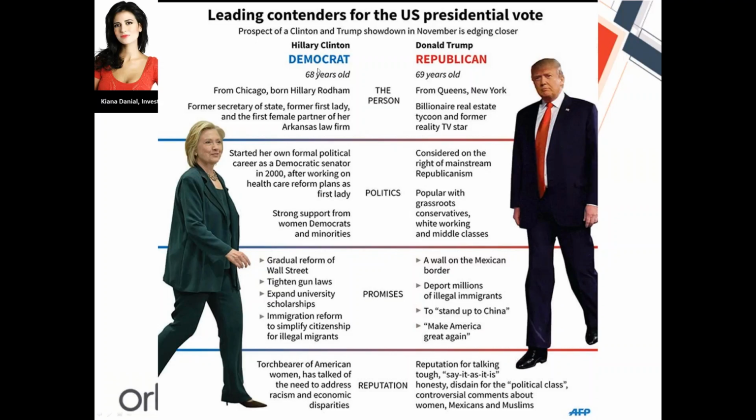So Hillary Clinton, she's a Democrat. She's 68 years old, from Chicago. She ran for presidency against Barack Obama in 2008. When she lost, she became the Secretary of State. Before that, she was a First Lady, and she was the first female partner of her Arkansas law firm. And then we have Donald Trump. He is 1 year older than Hillary. The interesting thing is that when either of these people wins, they are going to be the oldest person to ever become a president of the U.S. So that is an interesting fun fact. And he's from New York.